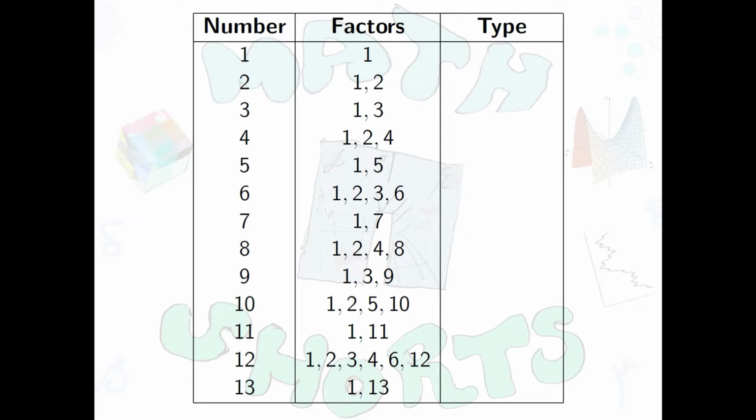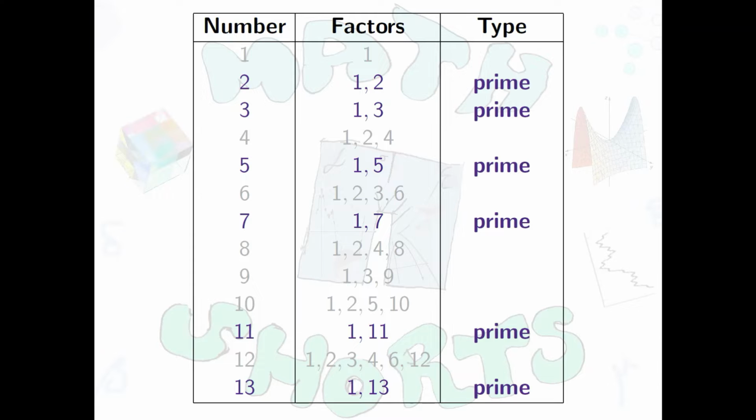Here are the first 13 natural numbers listed along with their factors. Numbers such as 2, 3, 5, 7, 11, and 13, whose only factors are 1 and itself, in other words, they have two factors, are called prime numbers. These are like the building blocks of the whole numbers or the natural numbers.